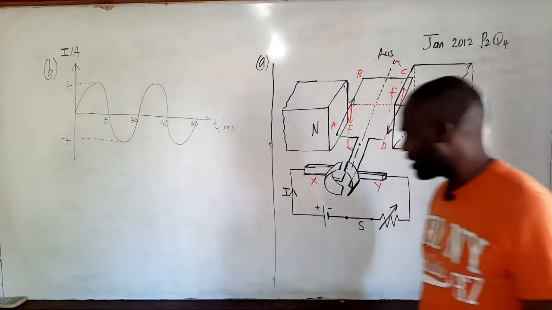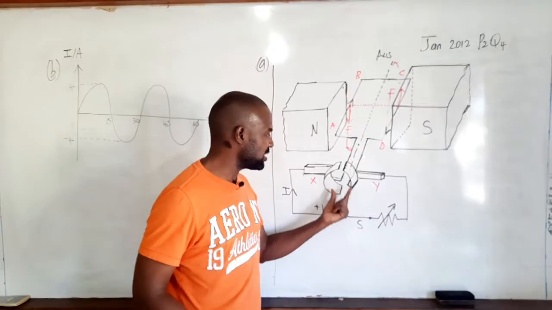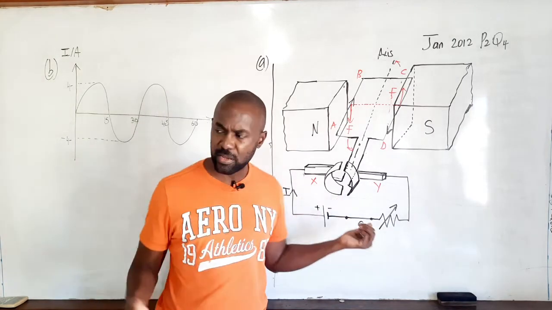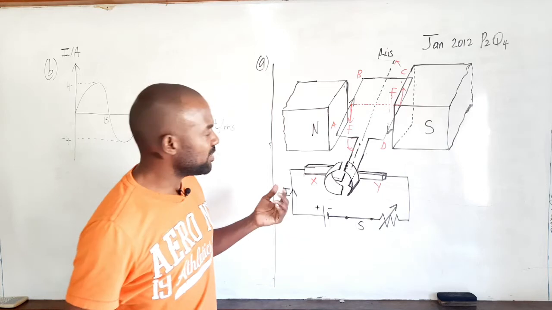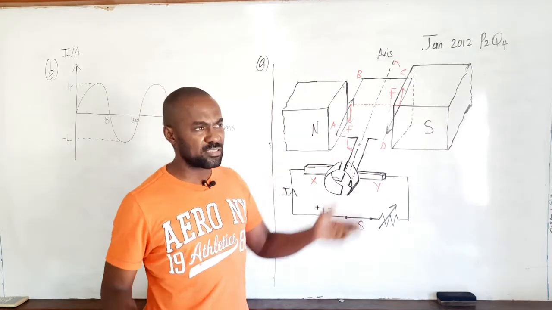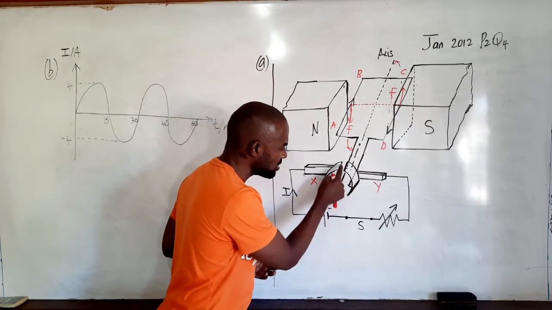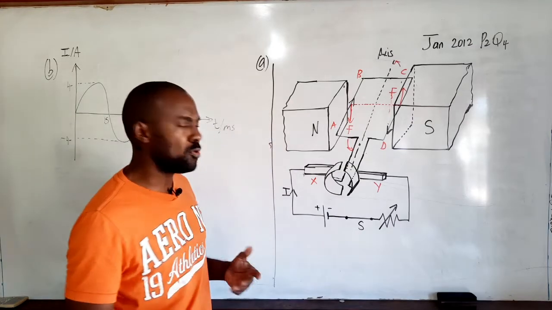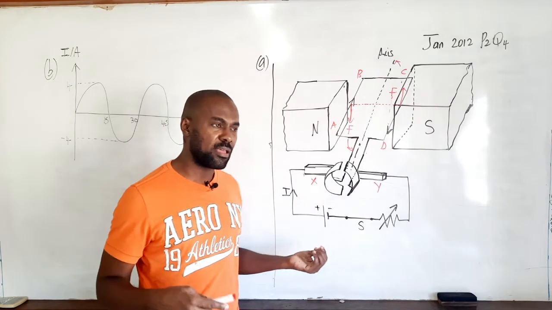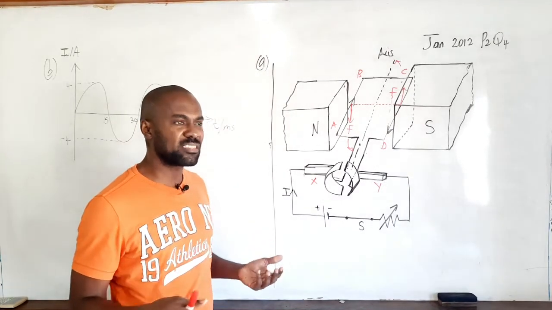Even though the question didn't ask for it, we can see that there's a space between the split ring commutators. Now, the diagram is not so clear here, but if you look at the diagram in the question, you will see the space more clearly. So essentially, when the coil has rotated through 90 degrees, the ends of the coil will be perfectly aligned with the spaces, which means that the coil will no longer be connected to the external circuit. There will be no current flowing in the coil, and because there is no current flowing in the coil, there can be no force on the sides of the coil.